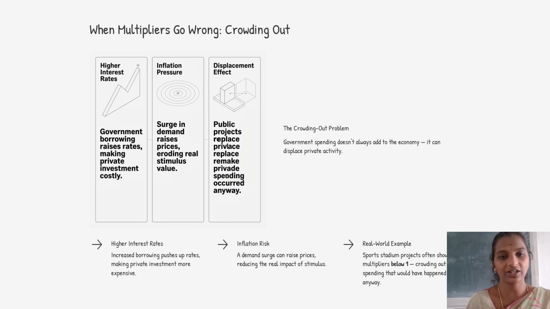Then there are displacement effects, where public projects replace private spending that would have occurred anyway. These are the effects. For example, sports stadium projects often show multipliers below 1, crowding out spending that would have happened anyway.